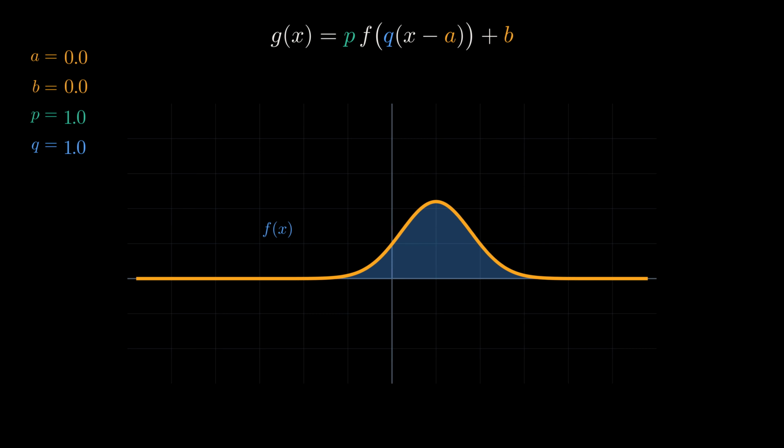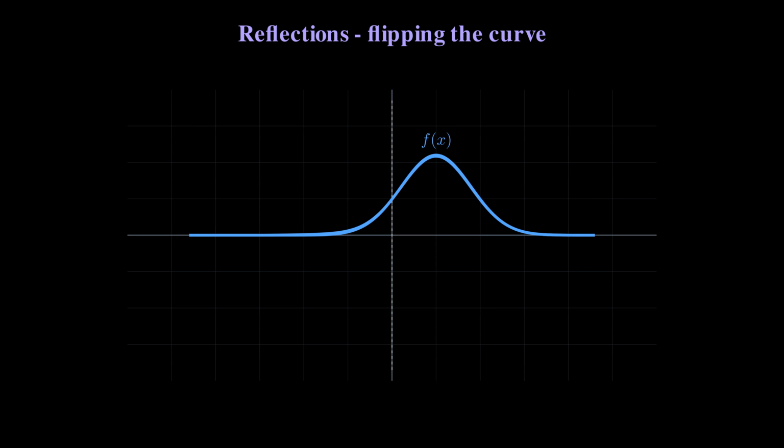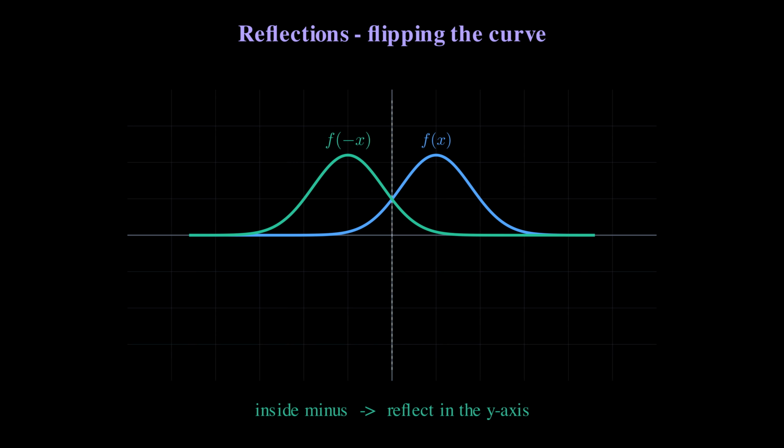A minus sign on the inside, f of minus x, is different. It swaps left and right. Whatever the curve did at x, it now does at minus x. Our hill, which peaked to the right of the y-axis, now peaks the same distance to the left. That's a reflection in the y-axis. Outside flips top to bottom. Inside flips left to right. The opposite axis to the one you'd guess.